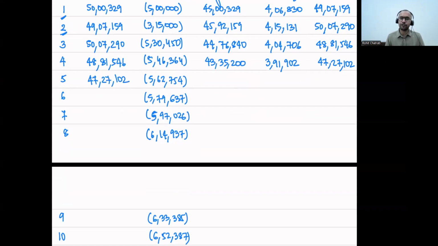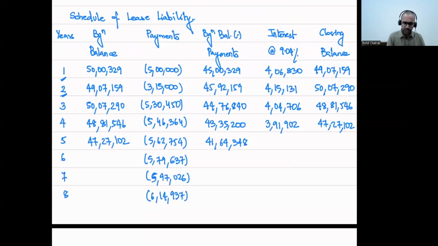We then have a payment of 5,62,754, which brings the beginning balance less payment to 41,64,348. We then have interest at 9.04 percentage, which is equal to 3,76,457, and the closing balance will then be equal to 45,40,806. If we have to strictly interpret it, what is it going to be like?